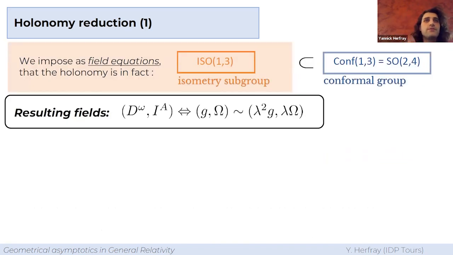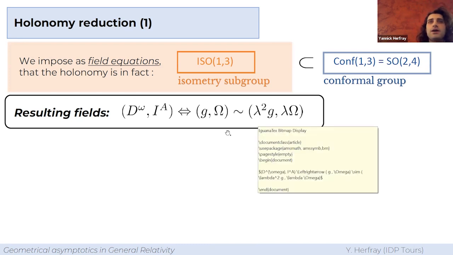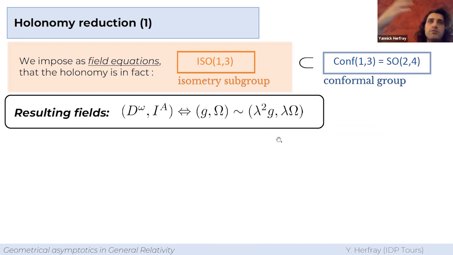So what do you get? First of all, what are the fields that you can read off inside this geometry? It turns out that for the Cartan geometry together with this field R6, when you look in detail, what are the free fields in there? You get a metric and a function omega, and there is some gauge transformation acting on these fields in such a way that they are not unique, they are up to rescaling, so it's really a conformal metric.